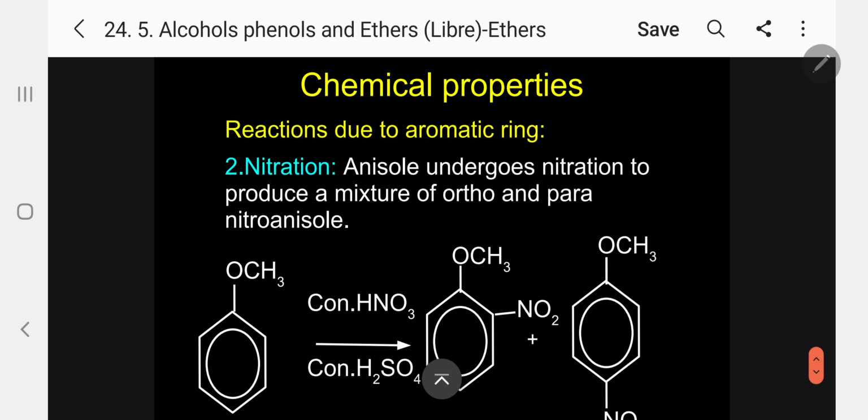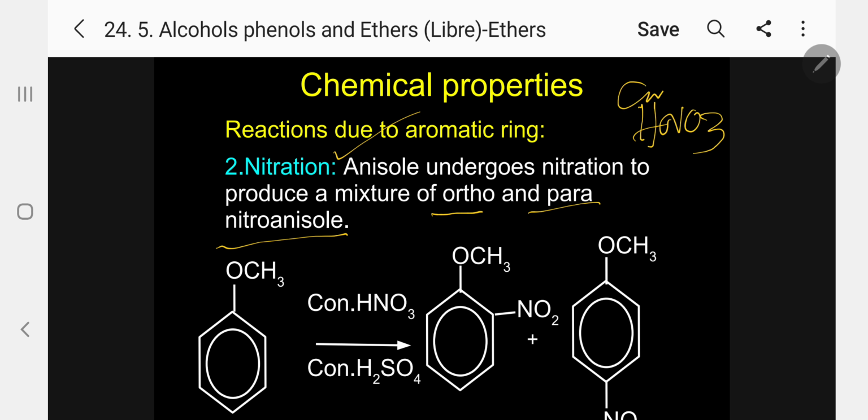The second is nitration. Kindly follow. Anisole undergoes nitration to produce a mixture of ortho and para-nitroanisole. What is the nitration mixture? Nitric acid and sulphuric acid, concentrated nitric acid and sulphuric acid. Kindly follow. Here, nitric acid acts as a base, sulphuric acid acts as an acid. Please remember, this question can sometimes be asked in IIT.